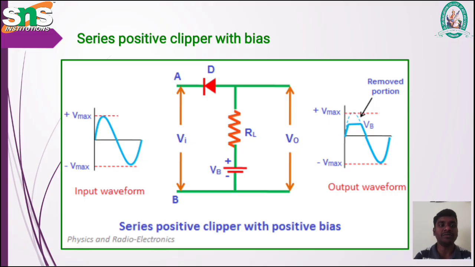By using the positive bias, the positive ions will move through the resistance and reach the diode. If the diode is forward biased, it will allow the signal. If it is reverse biased, it will not allow the signals.